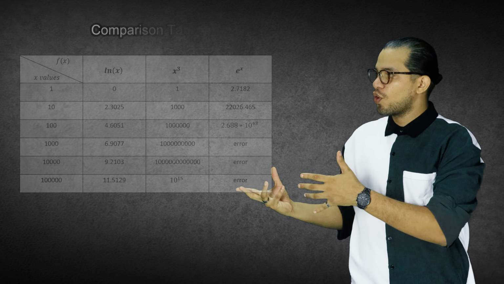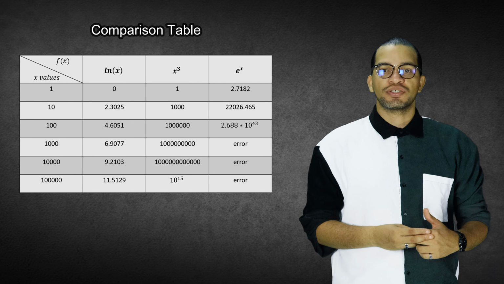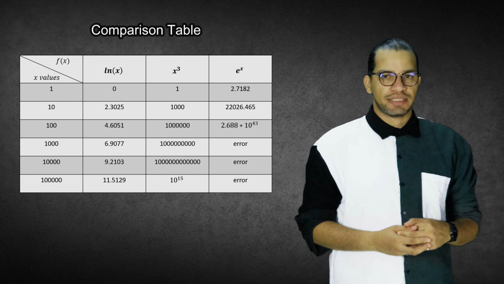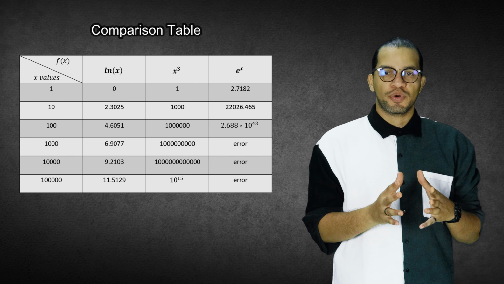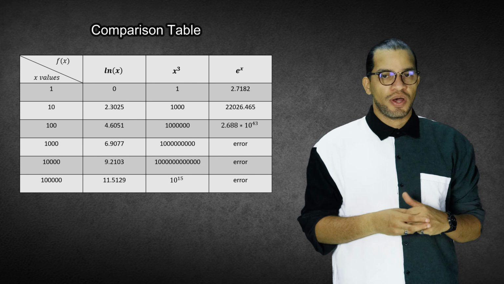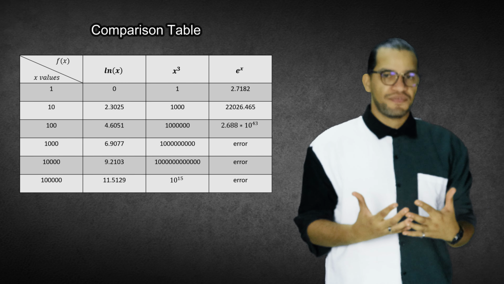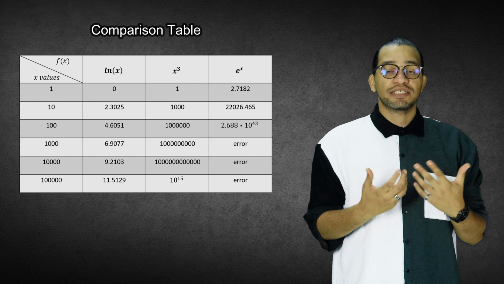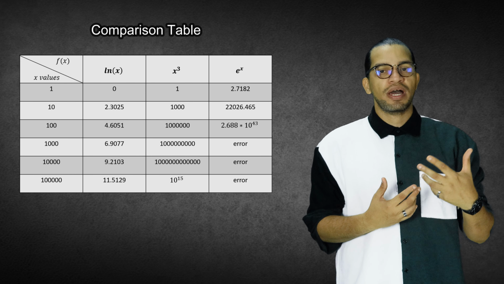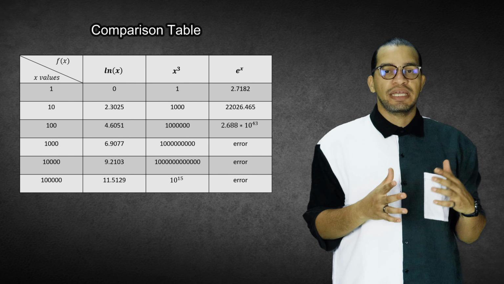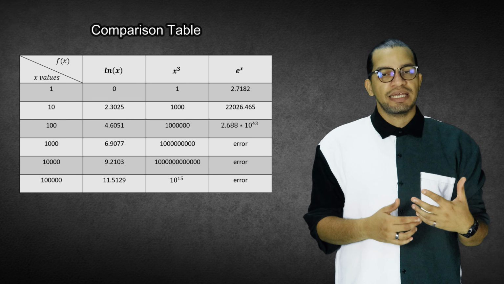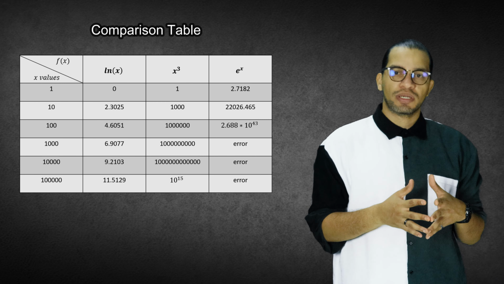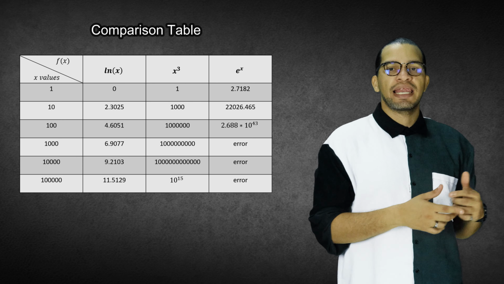Now, let us consider the following table, which consists of the functions ln of x, x cubed, and e to the x. Now, we are going to approach bigger and bigger values of x to see which is the behavior of all of these functions as we approach infinity. And as we can notice, if we increase the values of x, all of these functions increase as well. Nevertheless, e to the x increases faster than x cubed, and this one increases faster than ln of x.